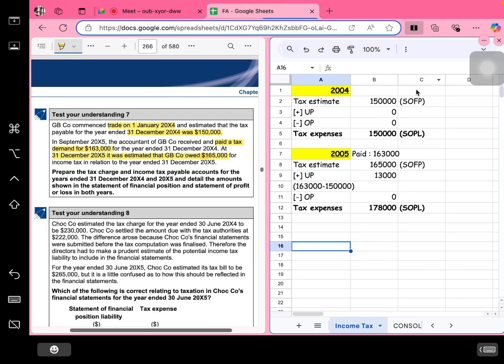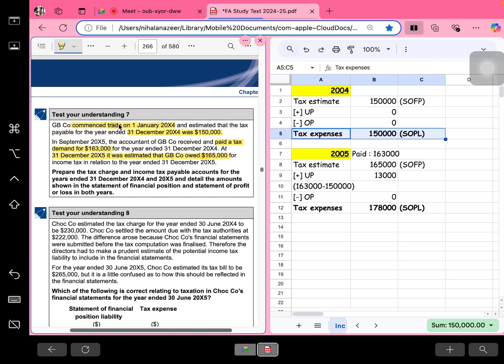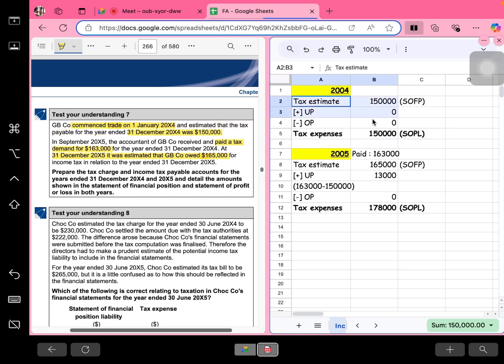So in 2004, the tax estimate was 150,000. Clear? And since there is no other information given, the tax expense is also the same. Because it commenced a trade, this is the start of the business. So we have estimated this much as our income tax. Clear?